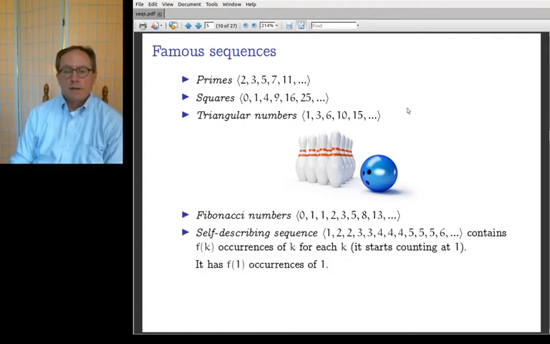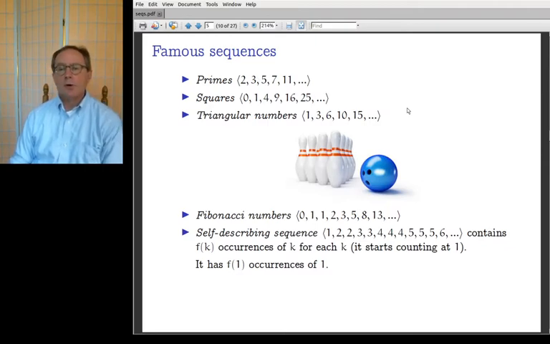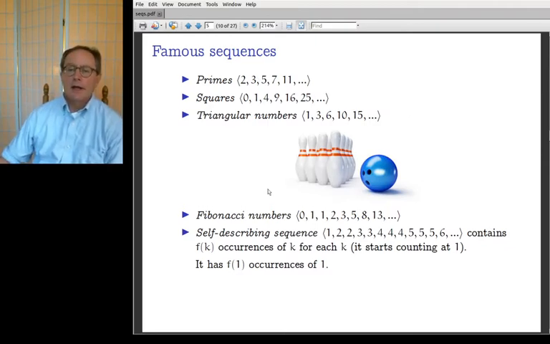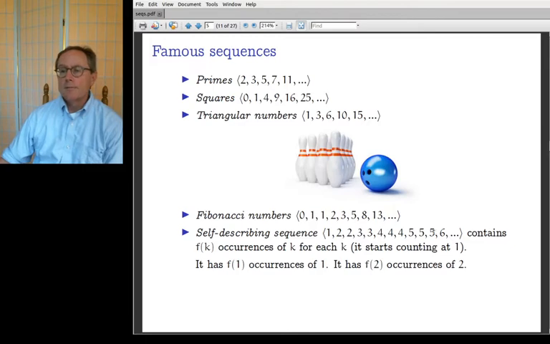And just to do an example of one that's unfamiliar, the so-called self-describing sequence contains f of k occurrences of k for each k. So start counting at 1. It has a 1 in this sequence. It has one occurrence of 1. It has 2 occurrences of 2. So I'm using f of k to denote the value of the kth term. The value of the first term is 1, the value of the second term is 2. It has 2 2's in it.